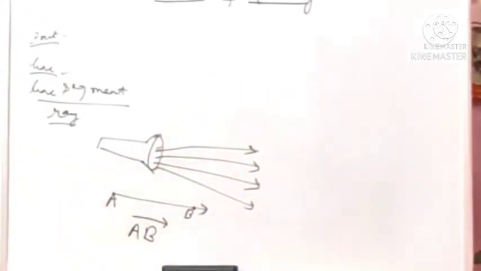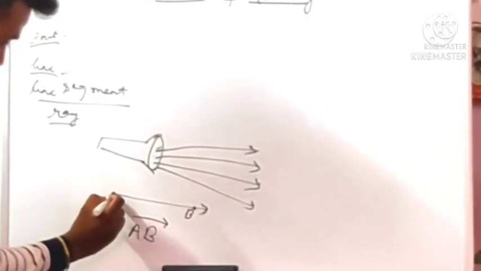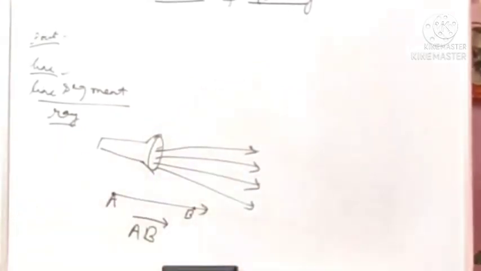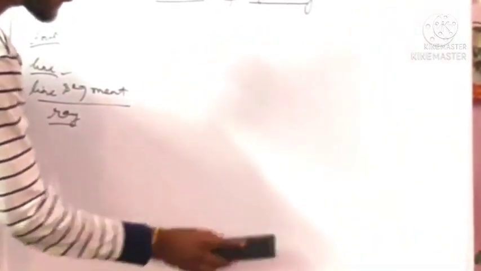Now if you are going to write the definition of a ray, you have to write that a ray is also a part of a line, but it has only one end point. It extends endlessly in the other direction. You can see that it extends endlessly in the other direction, but it has a starting point A. So I think you have got this. Now we are going to talk about intersecting lines.